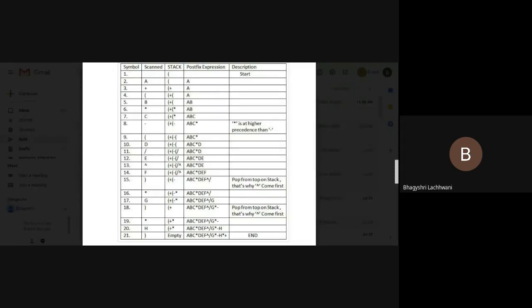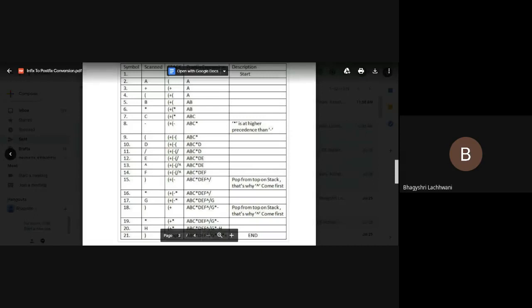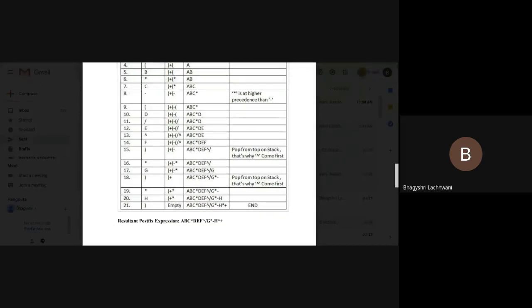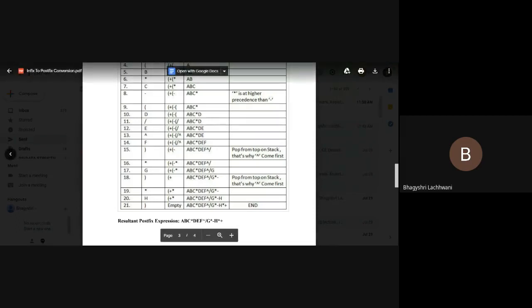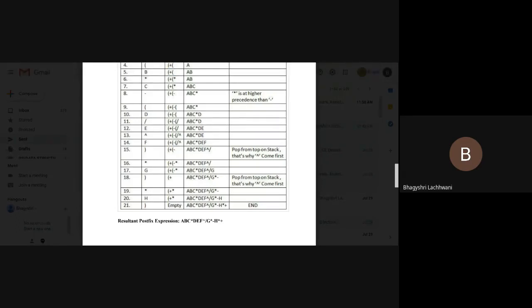G is coming next. G is an operand, so directly we will shift it to the postfix. Closing bracket is coming. That means the rule is until the starting bracket, you have to pop all the operators from the stack. So first multiplication will be moved out, then subtraction, and the starting bracket will be popped. Okay, then multiplication is coming. Now multiplication has the higher precedence than plus, so we will put multiplication onto the stack. Postfix will be as it is.